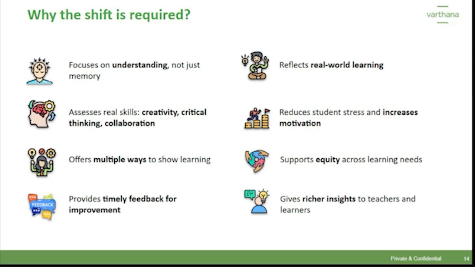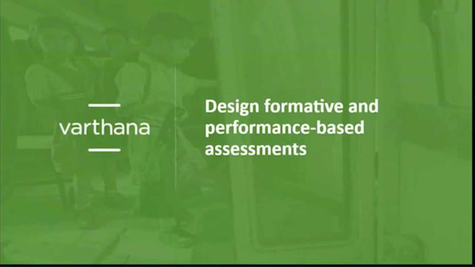So these are the main important areas why to shift towards alternative assessments. So till here we have learned about Ria's case, how the traditional testing has been done, and what the limitations of traditional testing are, and why we should move towards alternative assessments. Let's next see how to design formative and performance-based assessment.